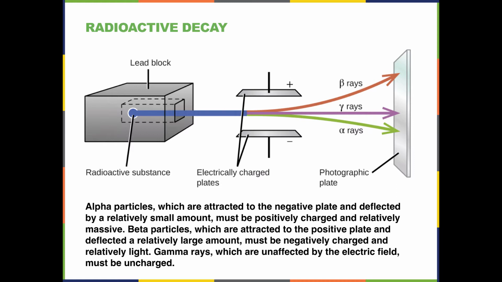Gamma rays, which are electromagnetic radiation, are unaffected by a charged field. So this experiment would show that alpha particles are positively charged and heavy, beta particles are negatively charged and lighter, and gamma rays are neither positively nor negatively charged.